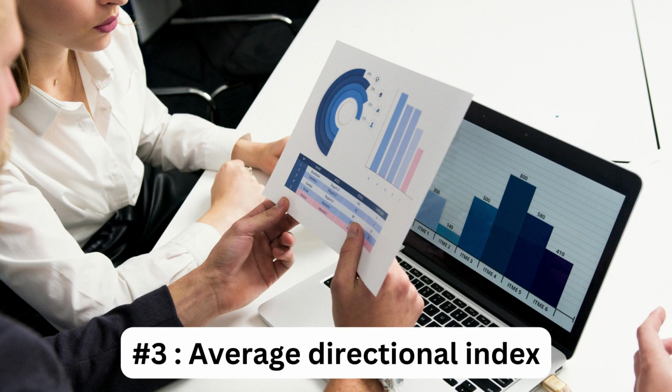Number 3. Average directional index. The average directional index is a trend indicator used to measure the strength and momentum of a trend. When the ADX is above 40, the trend is considered to have a lot of directional strength, either up or down, depending on the direction the price is moving. When the ADX indicator is below 20, the trend is considered to be weak or non-trending.